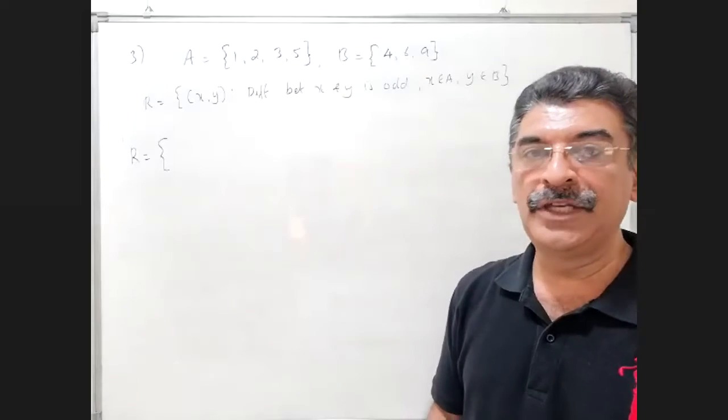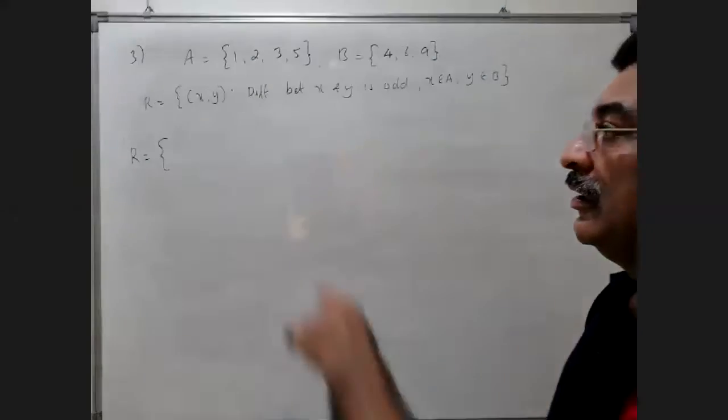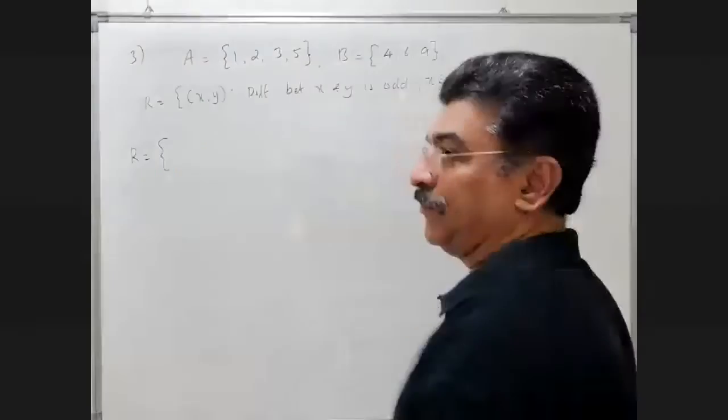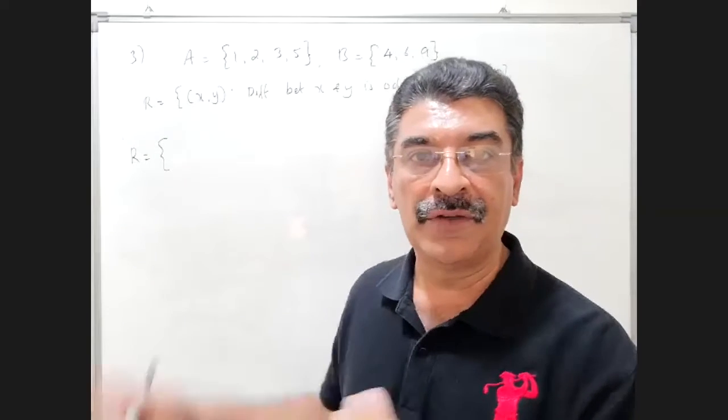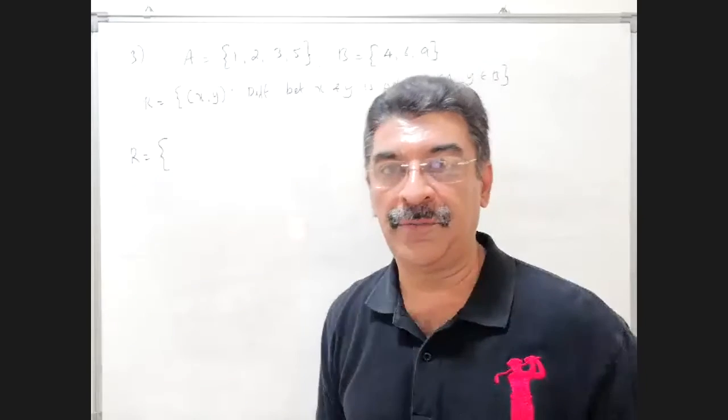We have to list out all these pairs. We need to write all the pairs. We know that all these pairs are taken from A cross B because our relation is a subset of A cross B.